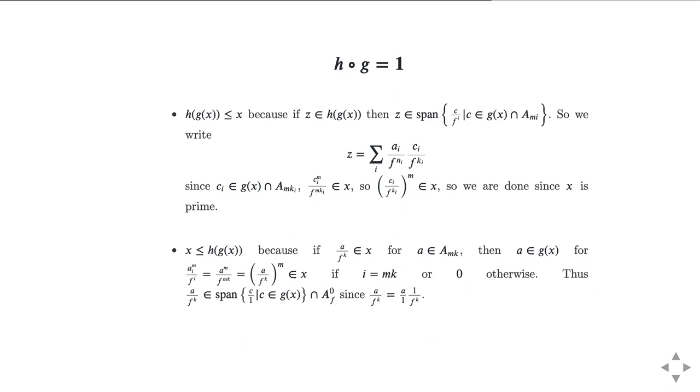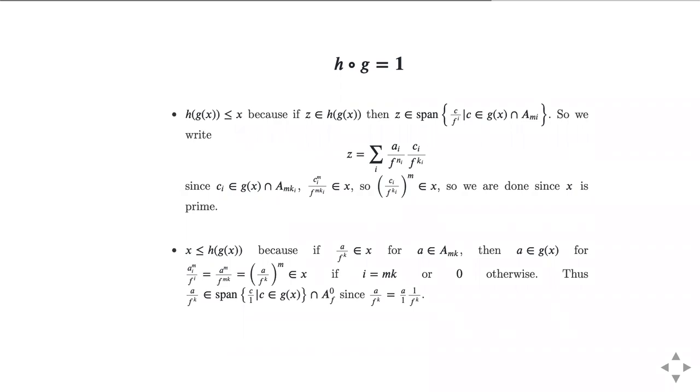then a is in G(X) because the i-th coordinate raised to the m-th power is equal to an m-th power of another fraction, and since X is again prime, then we can see a divided by f to the power of k is in X.